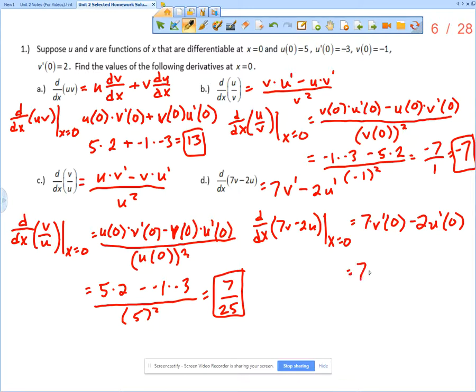So 7 times v prime of 0, which is 2, minus 2 times u prime of 0, which is negative 3. 7 times 2 is 14, minus 2 times negative 3, so plus 6, so we get 20.